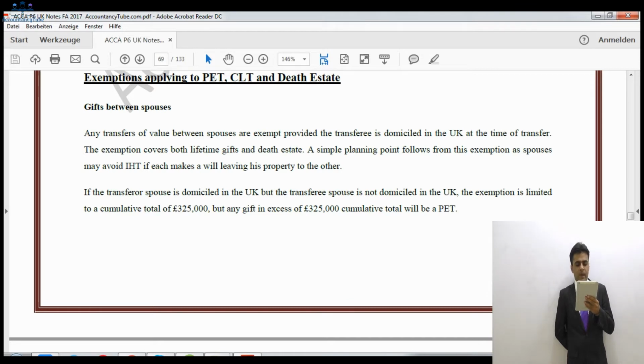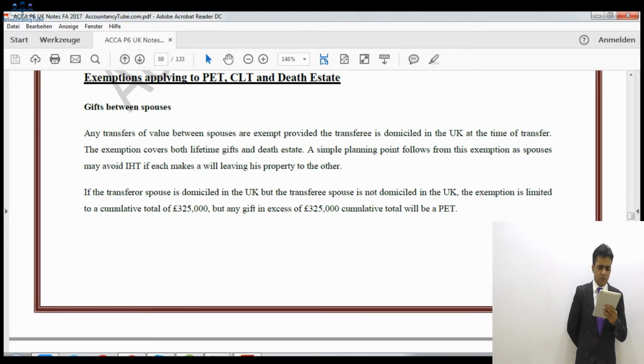So the transferee is domiciled in the UK at the time of the transfer. The exemption covers both lifetime transfers and the death estate. A simple planning point follows from this exemption, as spouses may avoid IHT if each makes a will leaving the property to the other person.